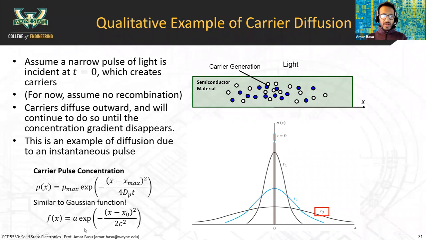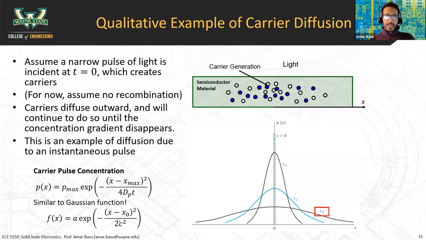If you look at what a standard Gaussian function looks like, it's A times the exponential of minus (x minus x zero) squared over 2c squared. This x sub zero is the center, where the center of the pulse is located. In this case, the center of the pulse is zero, so x sub zero is basically zero. And this 2c squared is related to the width, the standard deviation. So the larger c is, the wider the pulse is. This is what a standard Gaussian curve looks like.